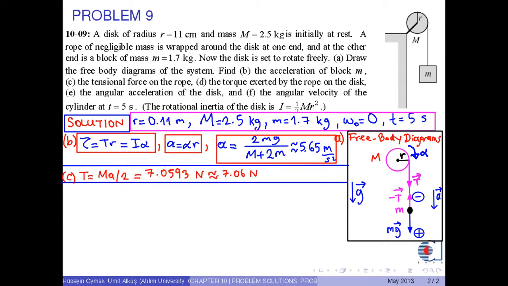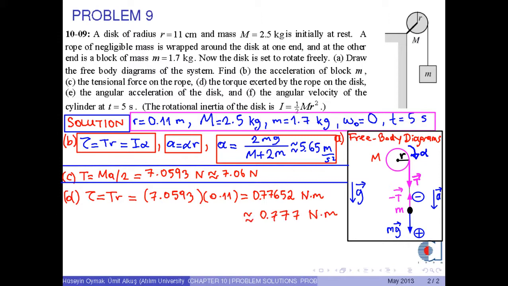In part D, to find the torque exerted by the rope on the disc, we use this formula for the torque that we have found in part B, that is tau equals capital T times r. We insert the numerical values into the corresponding places, and we obtain the torque as 0.77652 Newton meters, or approximately 0.777 Newton meters.